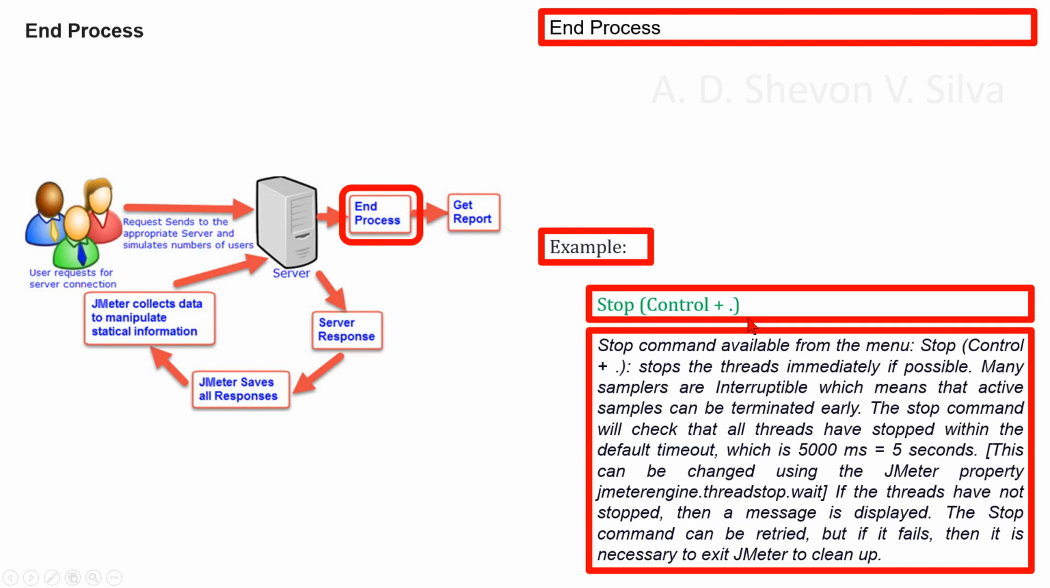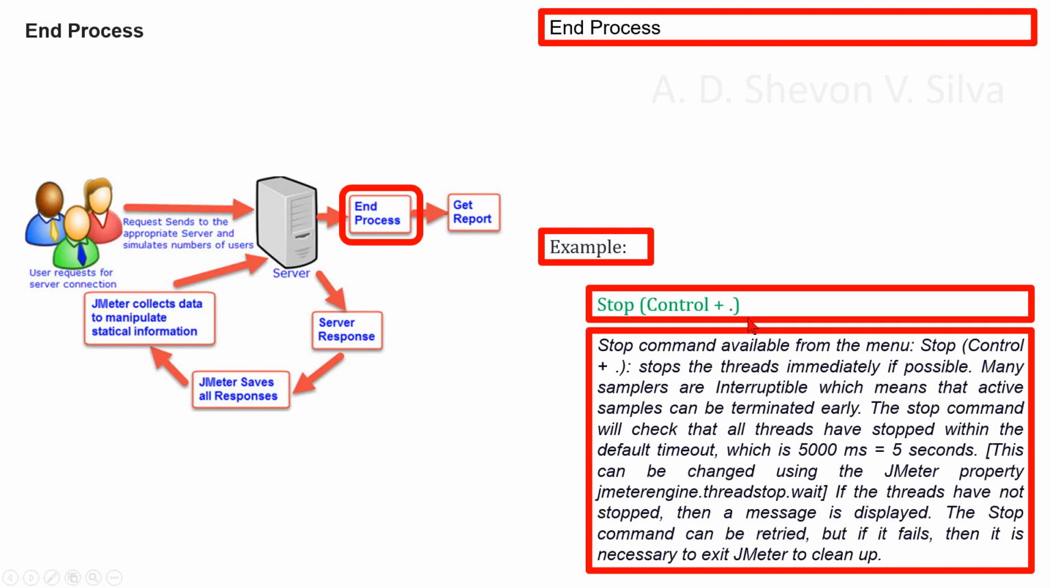Many samplers are interruptible, which means that active samples can be terminated early. The stop command will check that all threads have stopped within the default timeout, which is 5000 milliseconds, equal to 5 seconds. This can be changed using the JMeter property jmeter.engine.threadstop.wait. If the threads have not stopped, then a message is displayed. The stop command can then be retried, but if it fails, then it is necessary to exit JMeter to clean up.